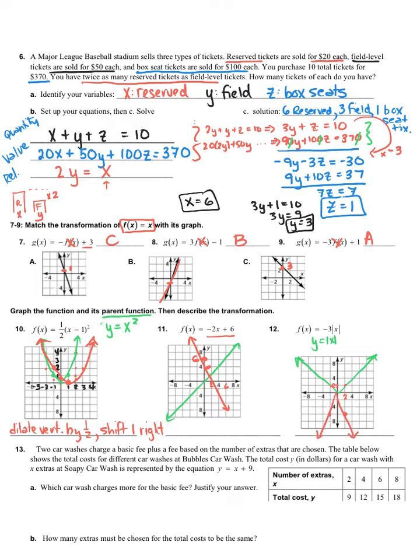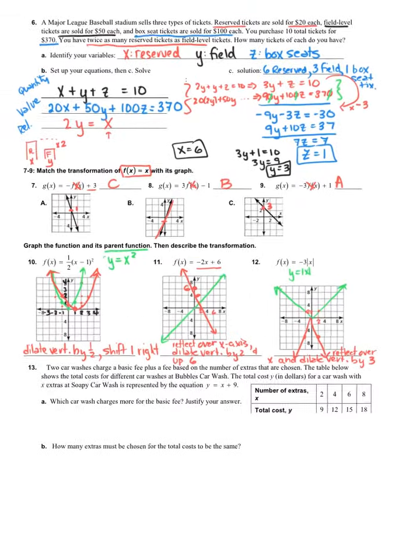I forgot to write. So this one, oh my goodness, okay. Reflect, that's the negative, over the x-axis. It's going to dilate vertically by 2 and up 6. This one, reflect over the x and dilate vertically by 3.